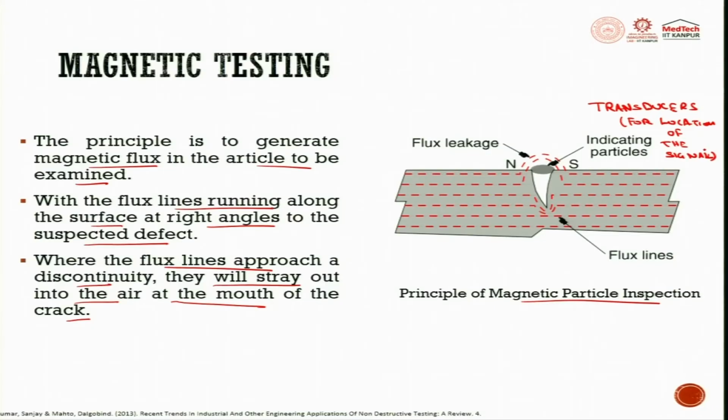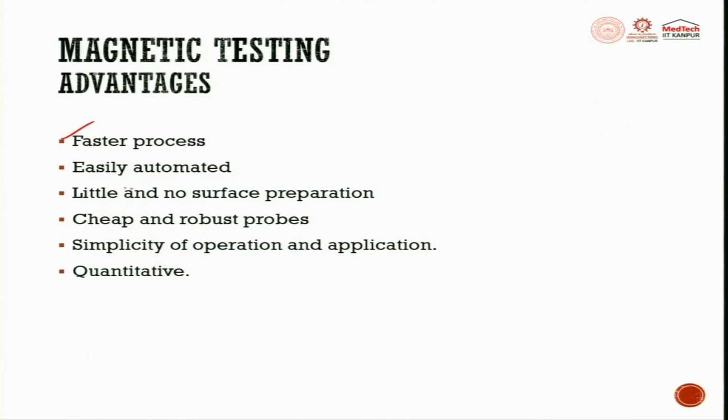Now tank floor inspection applies the same principle, but it uses a series of magnetic field generations, that is, bridges of magnetic fields are generated here. In tank floor inspection as well, because the area is more, bigger bridges of the magnetic field are generated, which helps us to understand the discontinuity growth if it is there, and it tries to monitor that. So it is a faster process, it can be easily automated, little or no surface preparation is required, it is cheap and robust probes could be used here.